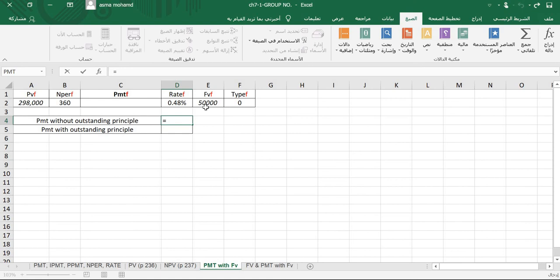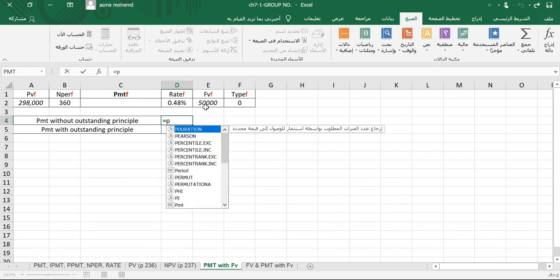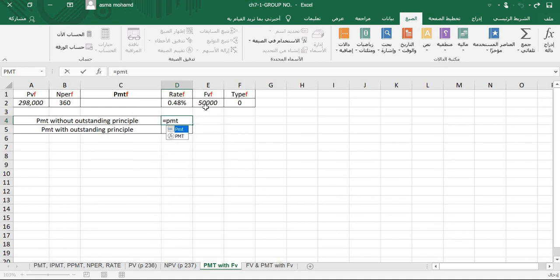So let's see in the first case, if you don't have a future value, how much you will pay monthly. So PMT equals PMT, will open, will insert the rate, the number of periods, the present value, which is how much we're going to borrow, and then the future value.